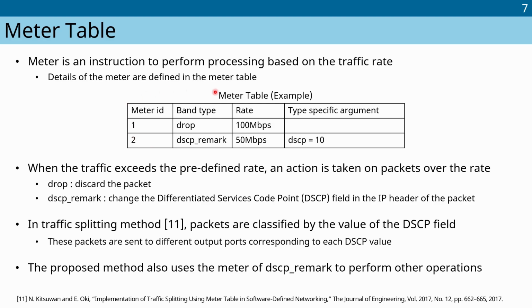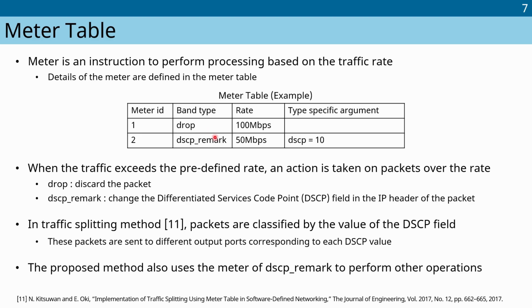As shown in this meter table, a meter is identified by meter ID. Each meter has a band type and rate. When the traffic exceeds the rate, an operation is processed on the packets exceeding the rate according to the band type. If the band type is drop as in this entry, the packets exceeding 100 megabits per second are discarded.